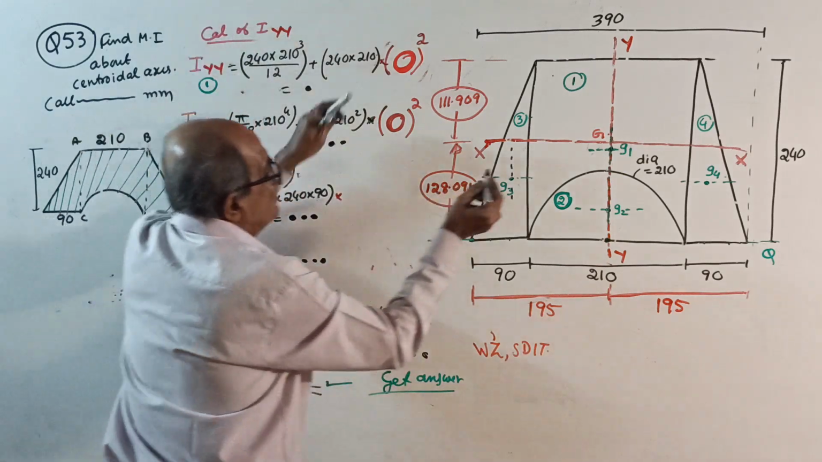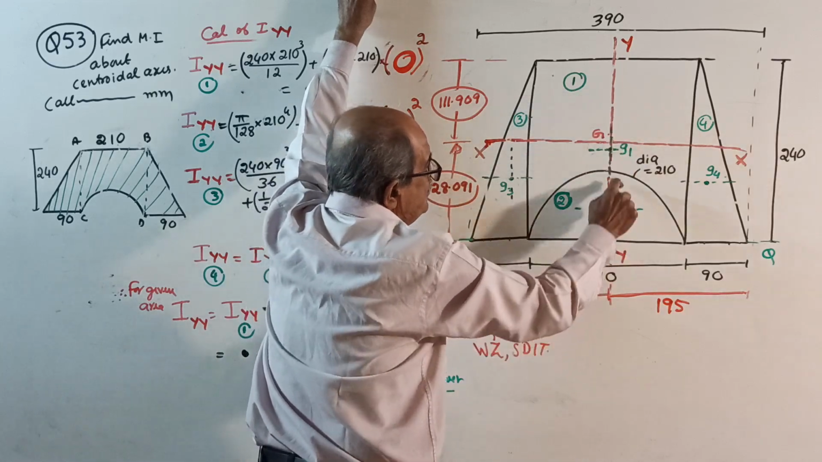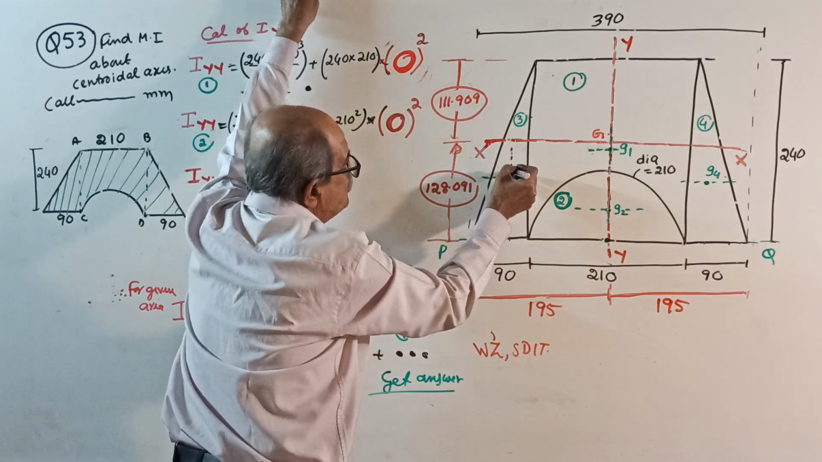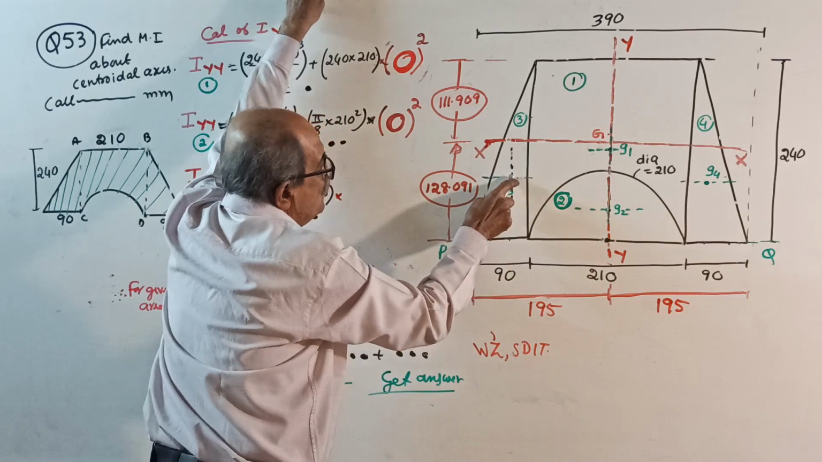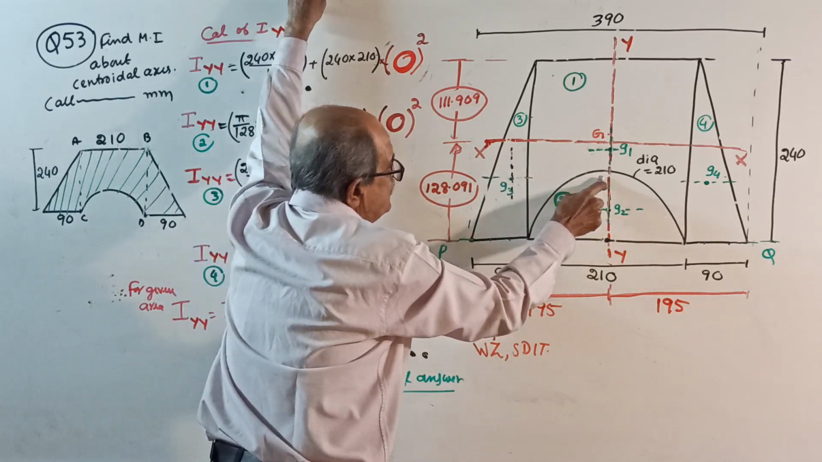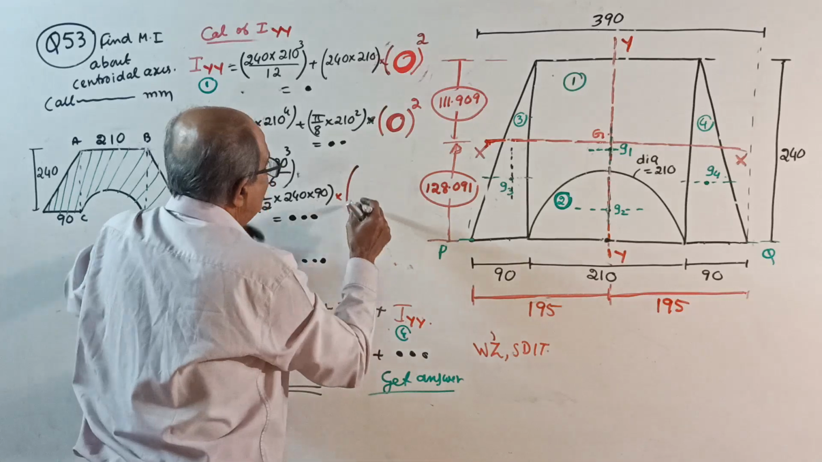See, for G1, YY coincides. For G2 also it coincides. G3 is here. I about its own axis plus area into the distance from G3 to this point, squared. See, this distance square is 195. So it is there. Very good, I will tell him.